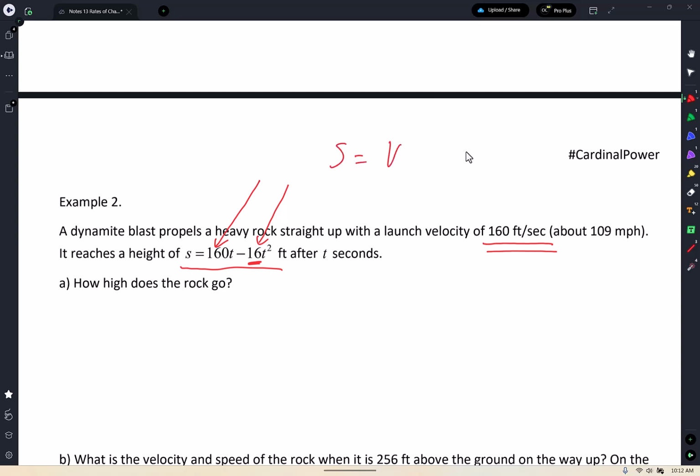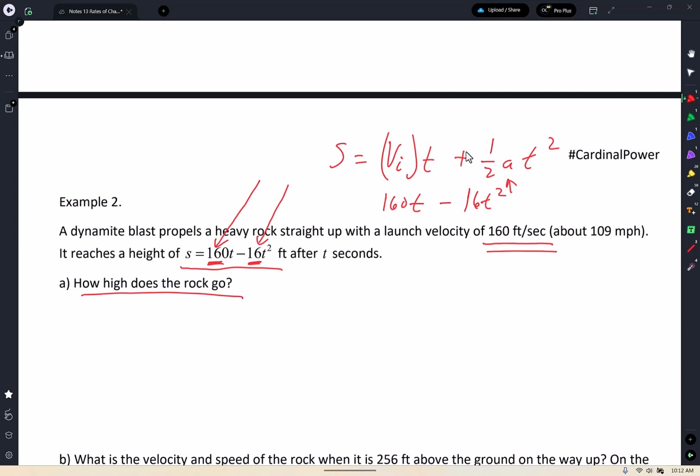Where did this equation come from? Velocity initial times time plus 1/2 at squared. Do you guys remember that one? There it is. That's where it came from. Acceleration was negative 32 because it's going down, and velocity initial was positive. So there it is. 160t minus half of 32, 16t squared. So it came from somewhere, guys. Cool or not cool?